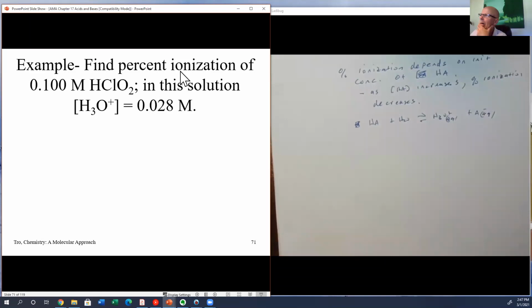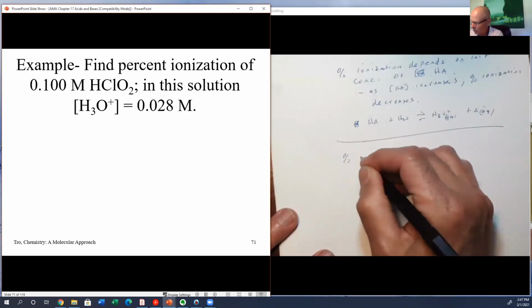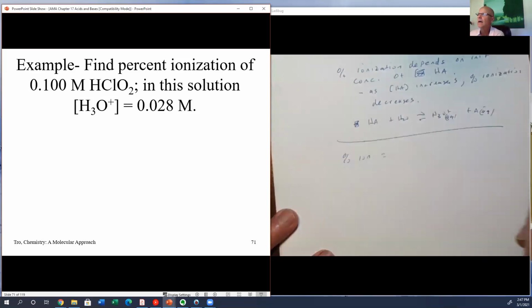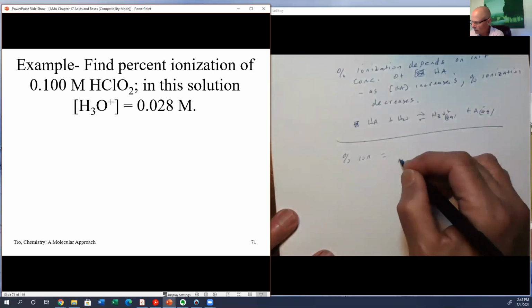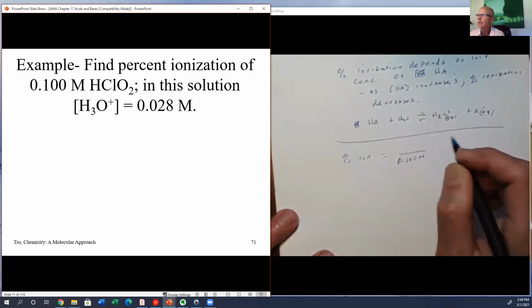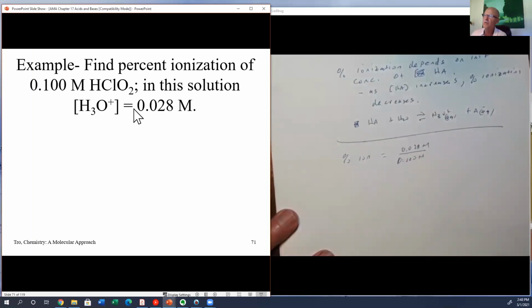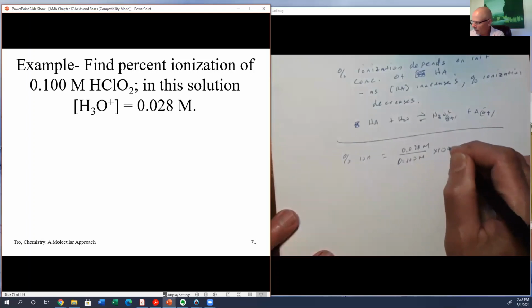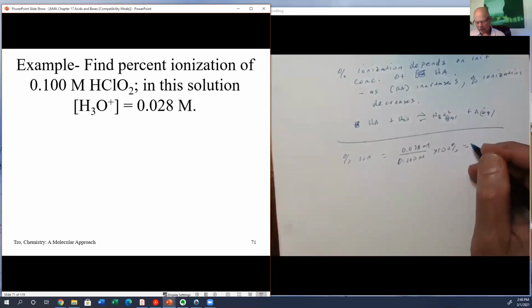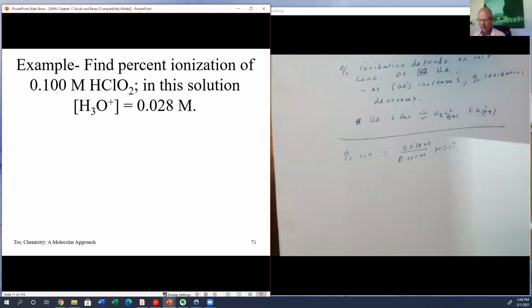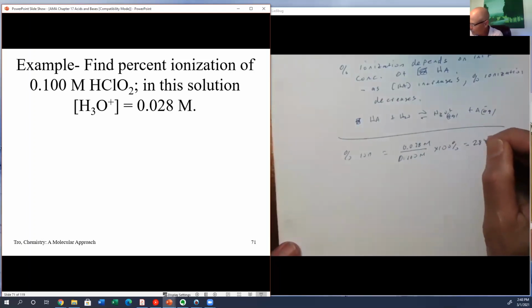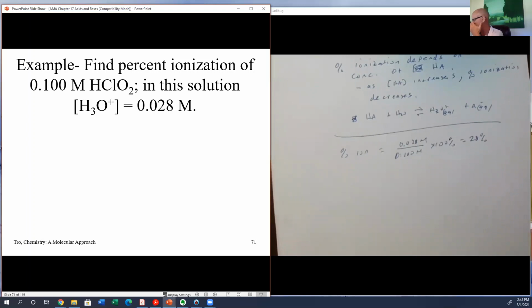Okay. Now in this one, let's just do one last example just to nail this home. Again, don't overthink this. It's really easy. You just take the initial concentration, put it in the denominator. You take the concentration of H3O plus, put it in the numerator. Now here I'm giving it to you. Normally you would have to calculate that by doing an ICE table problem, like we did earlier for HClO2. And then you multiply that by 100%. And in this case, I get 28%.